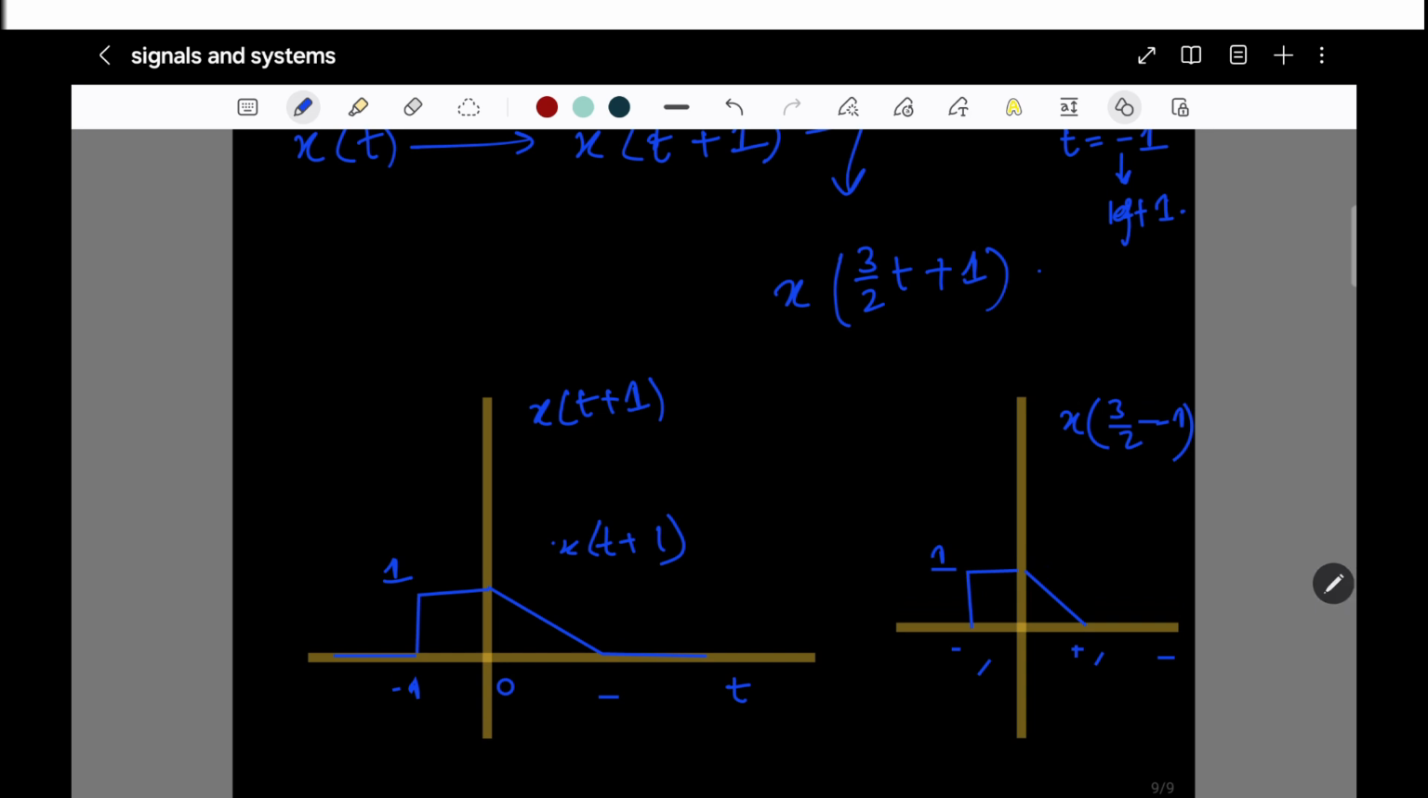So this is all about the transformations, which will be helpful in defining few signals and also to analyze a few systems in the coming lectures.